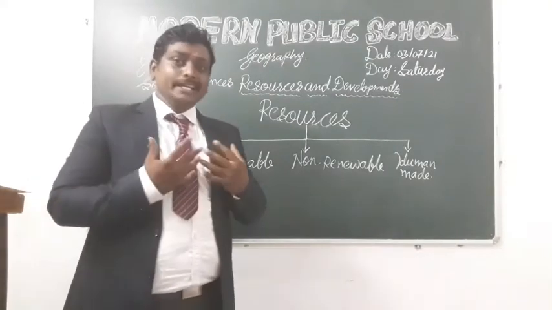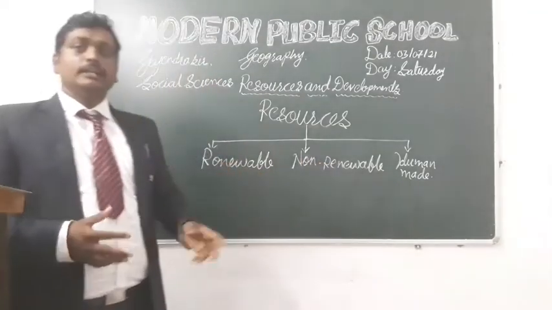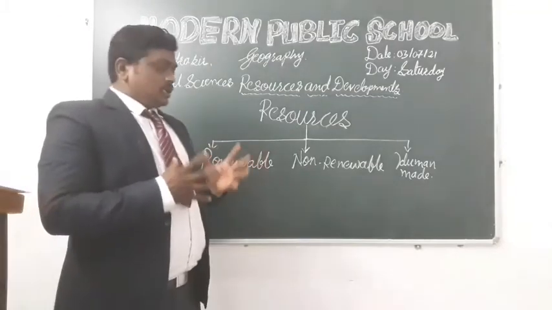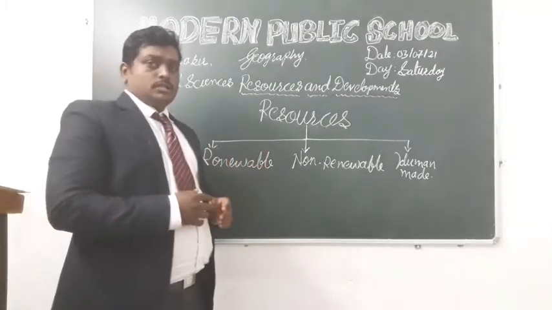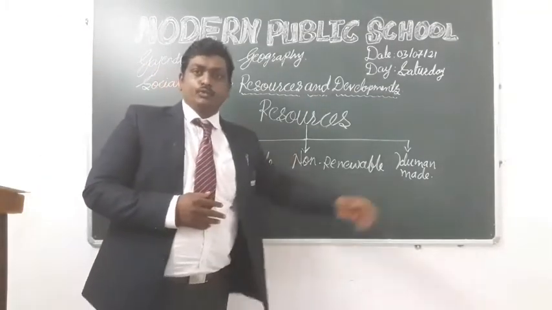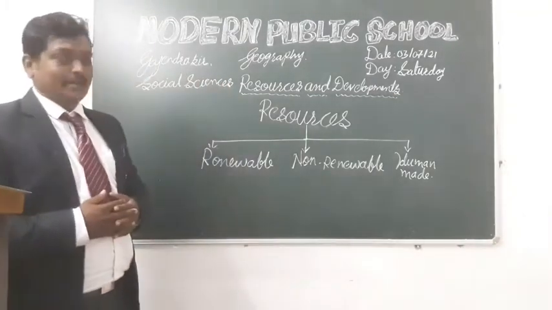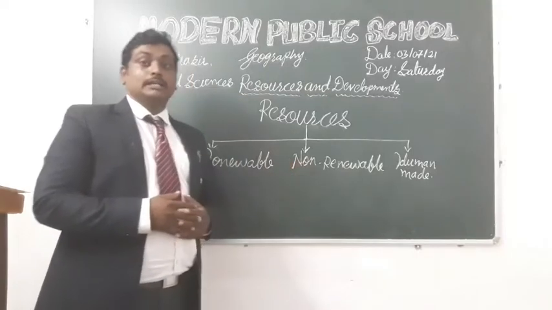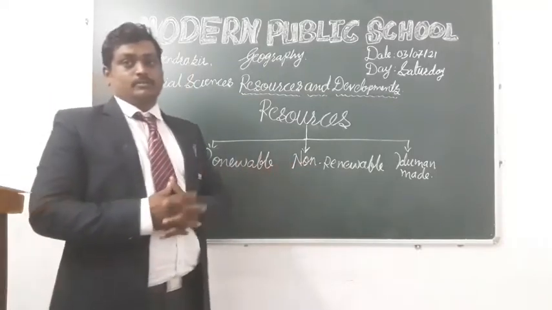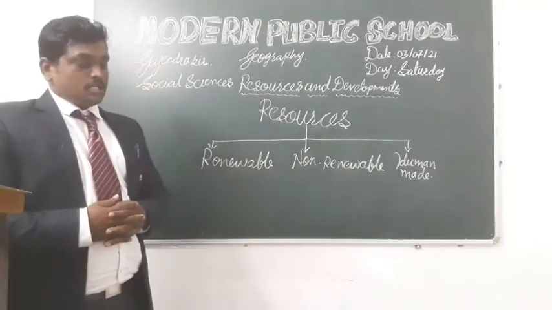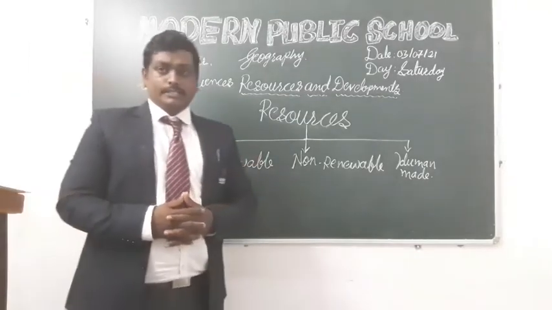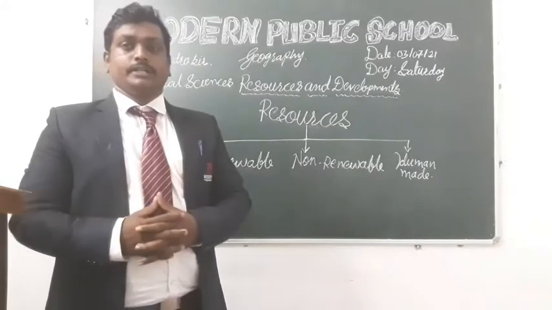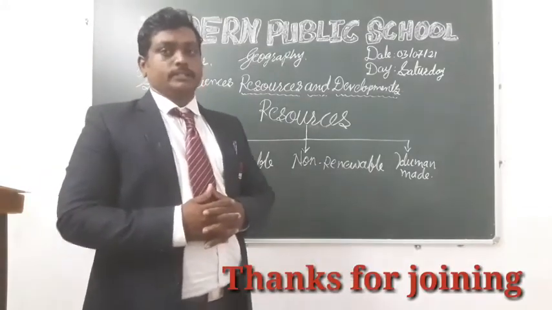For creating human-made resources, we need natural resources. Suppose we are going to construct one bridge, that comes under human-made resources. But what does it require? It requires renewable and non-renewable resources. This comes from nature. Okay. So this is the introduction of our lesson. The rest of the things we'll see in the next period. Hope you understood all the things.